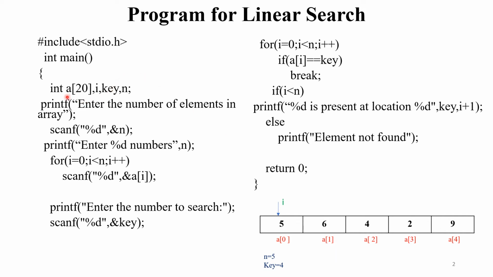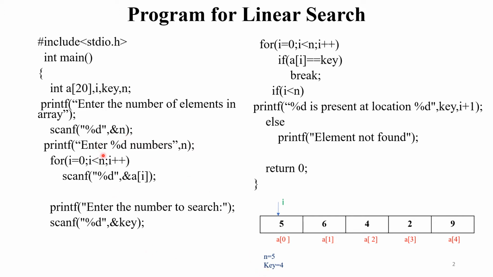So see here in this program, we initialize a[20], which means a is the array name, 20 is the size, i is the index, key is the search element and n is the size of the array. We first create an array. Printf, enter the number of elements in array. Scanf %d, address of n. Here n is the size of the array. Example, we enter n is equal to 5.